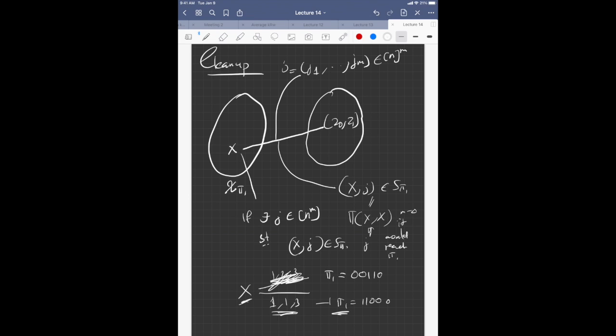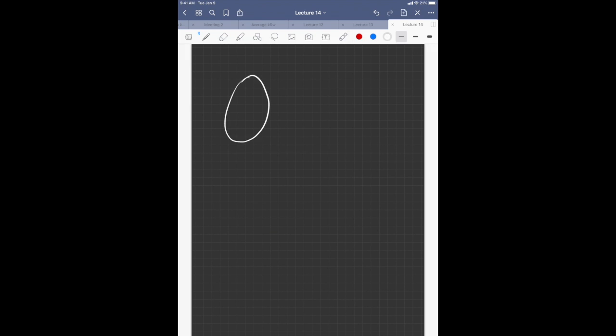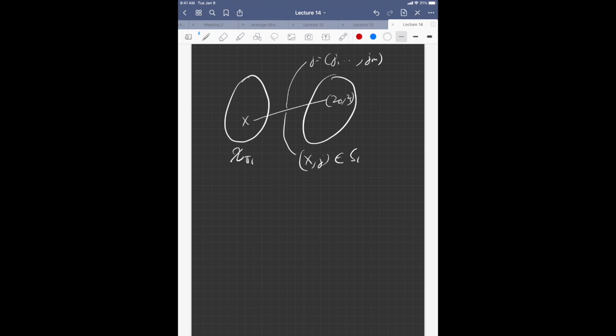Okay, but what is the guarantee that we know? We know something about the cardinality of S_pi1, right? So let me just redraw this thing. Here we have X_pi1, which was defined earlier as every x which is in S_pi1 for some j, and then the edge relation was z0 z1. We said that this edge can be written as this vector j, which is j1 to jm, and this edge was in the graph only if (x, j) belongs to S_pi1.